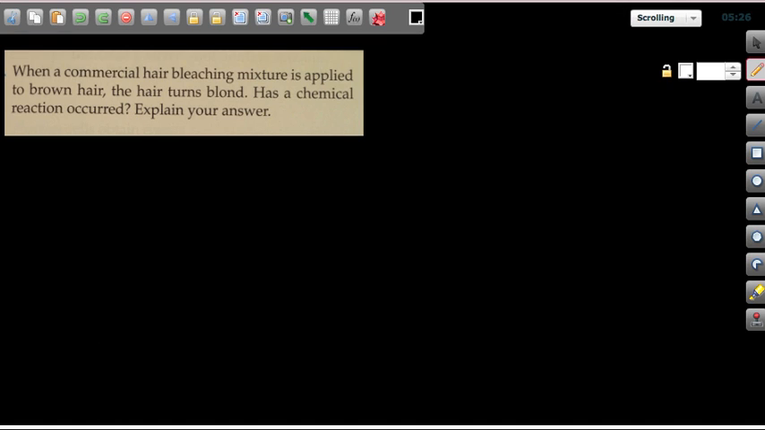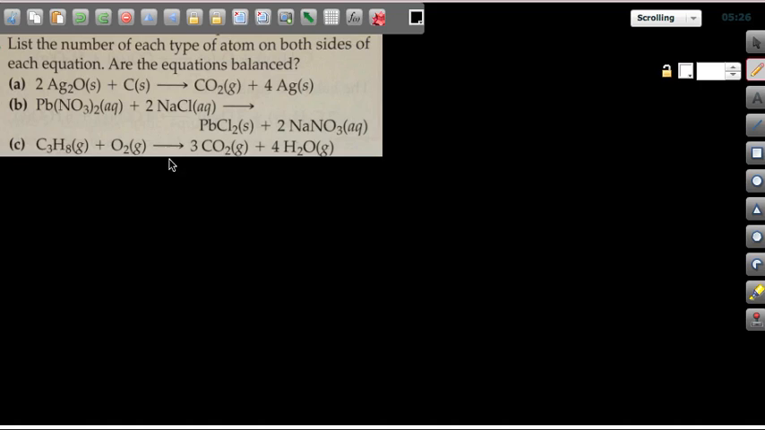Okay, before I actually get into balancing chemical equations, I want us to look at this. List the number of each type of atom on both sides of the equation. Are the equations balanced? As I said before, the number of atoms you start out with must match the number of atoms you end up with.